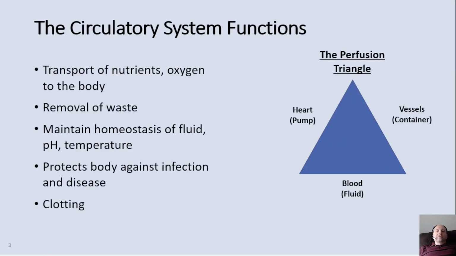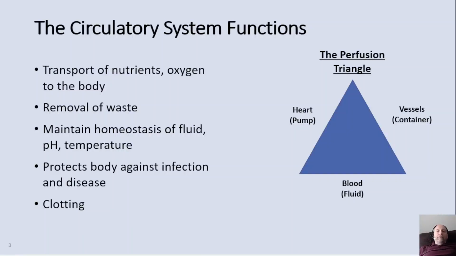The circulatory system is primarily responsible for ensuring adequate perfusion to all parts of the body. This means that oxygen, glucose, and other important nutrients are transported to all cells in the body in adequate amounts, and any waste products are removed from the cells and excreted from the body. The circulatory system also helps to maintain homeostasis of fluid, acid-base balance, and temperature. Additionally, the circulatory system distributes the components of the immune system throughout the body to protect against infection and disease, and to circulate the components of the clotting system to stop bleeding.